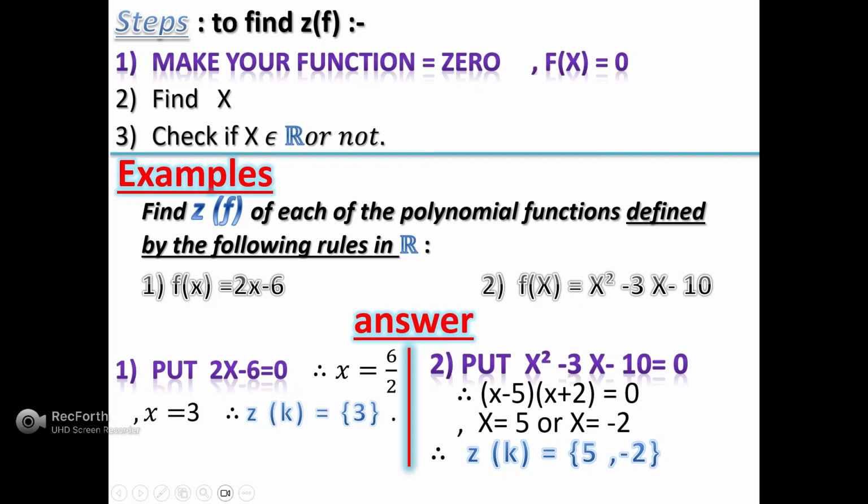Second, if f of x equal x power 2 minus 3x minus 10. By the same way, first one, make your function equal 0. So x power 2 minus 3x minus 10 equals 0. Now we want to find the value of x. In this case, we will use factorizing. This is a simple trinomial. We have two brackets like this equal 0, and we will factorize x power 2.